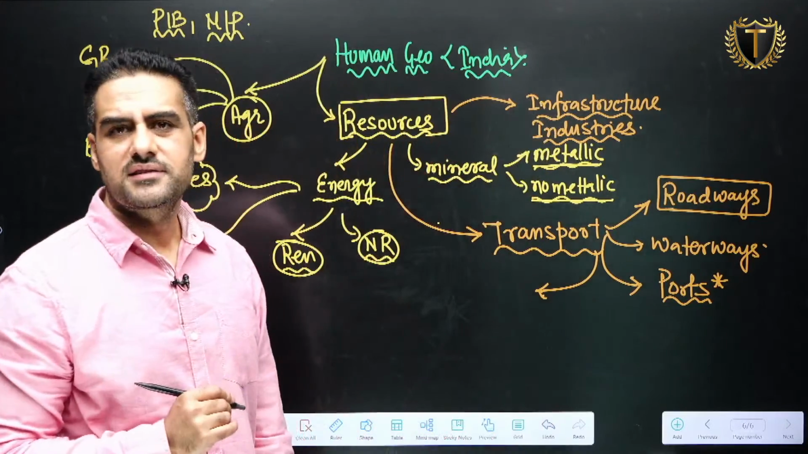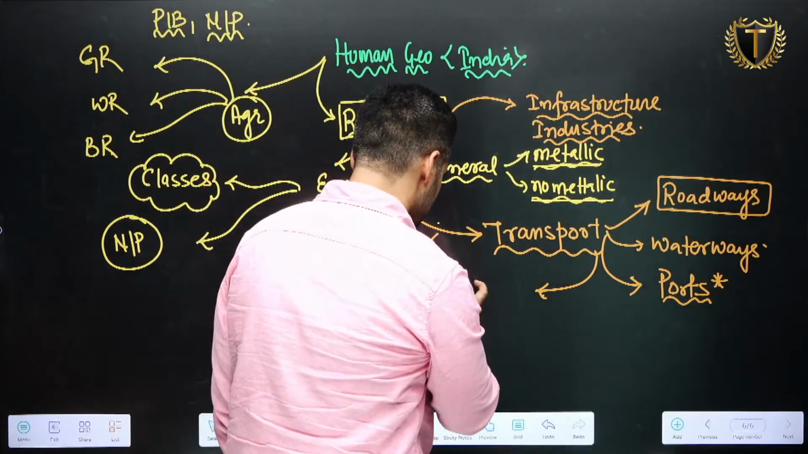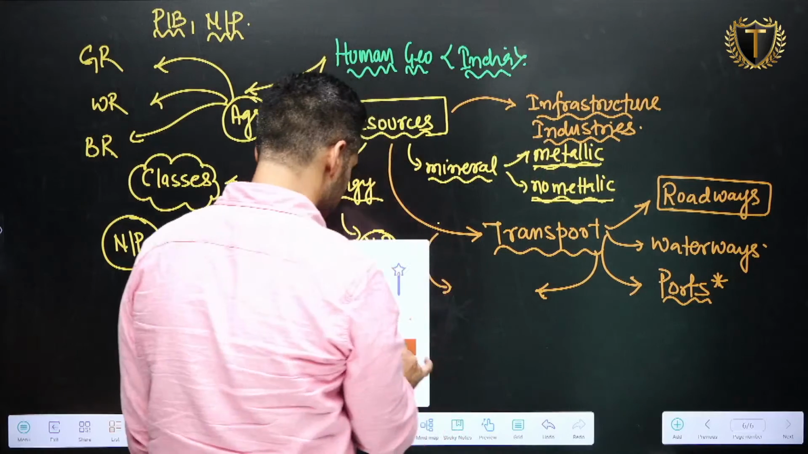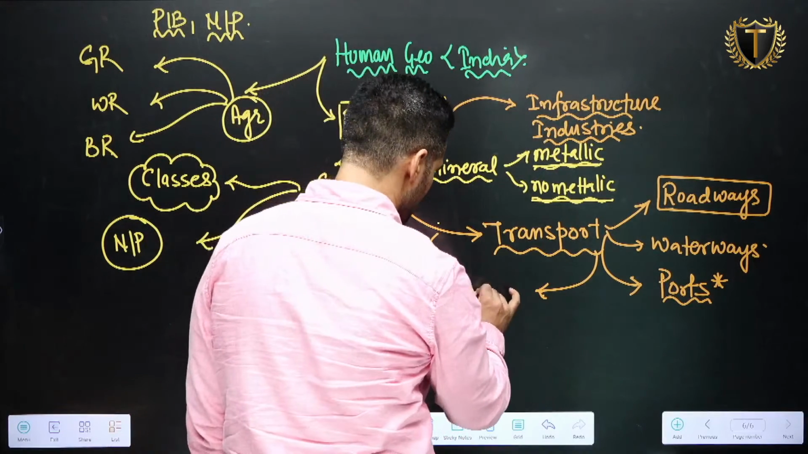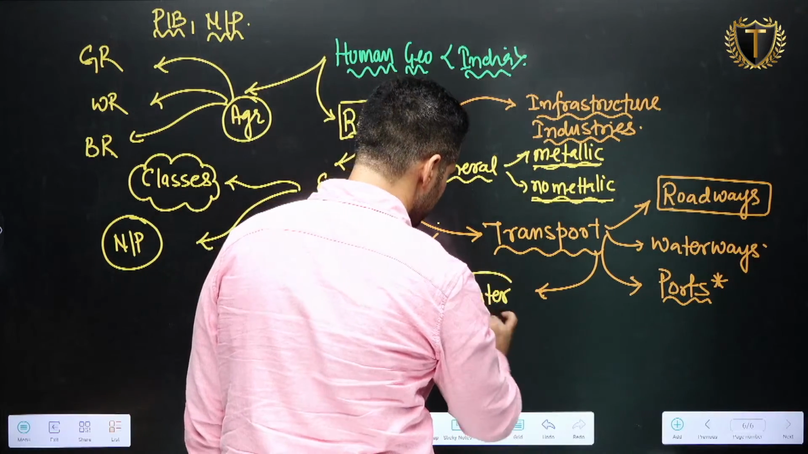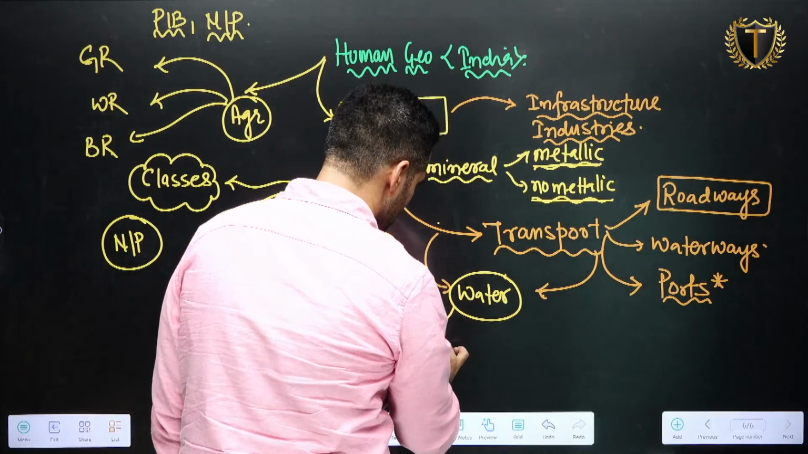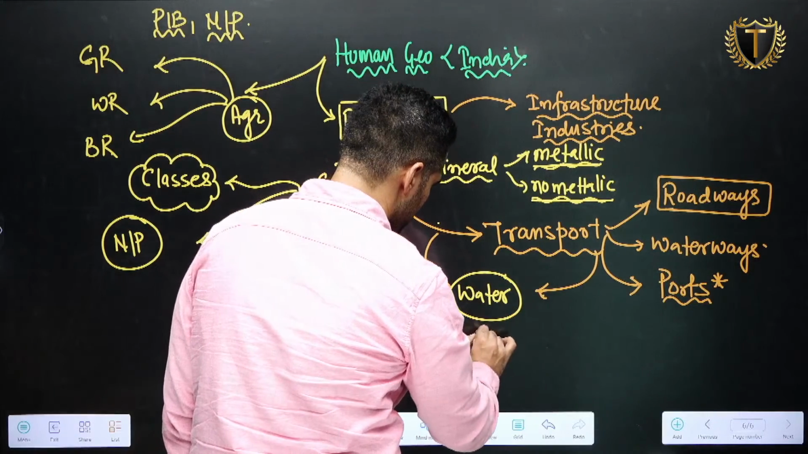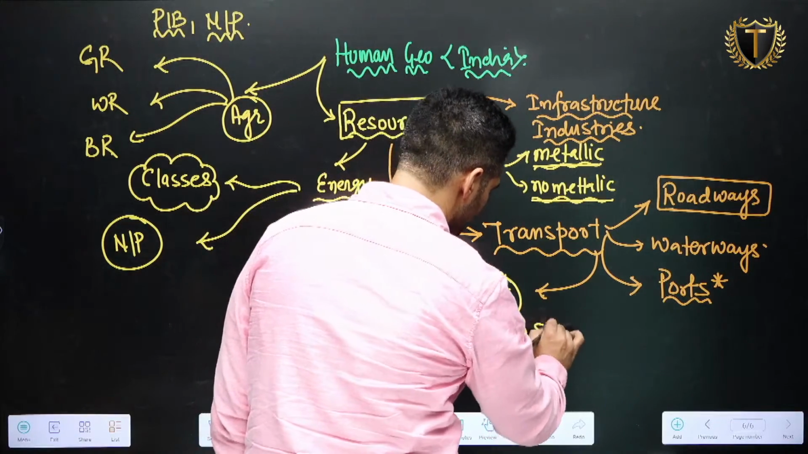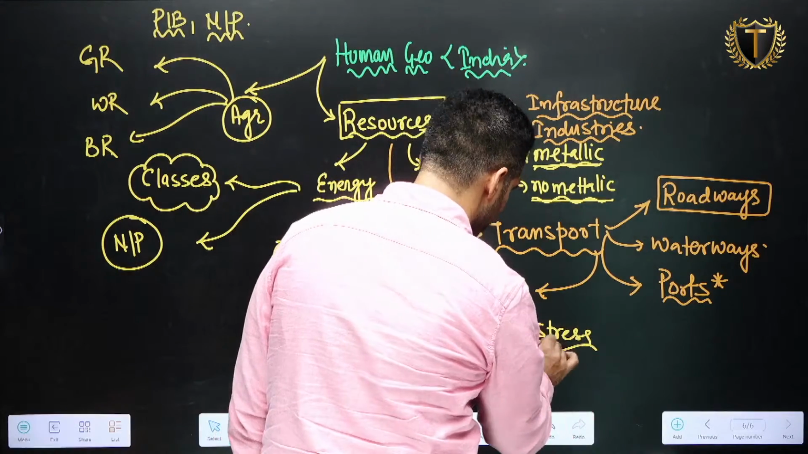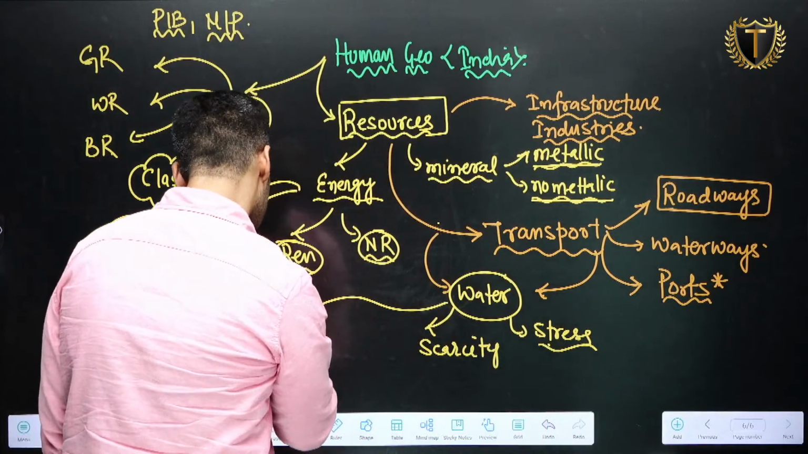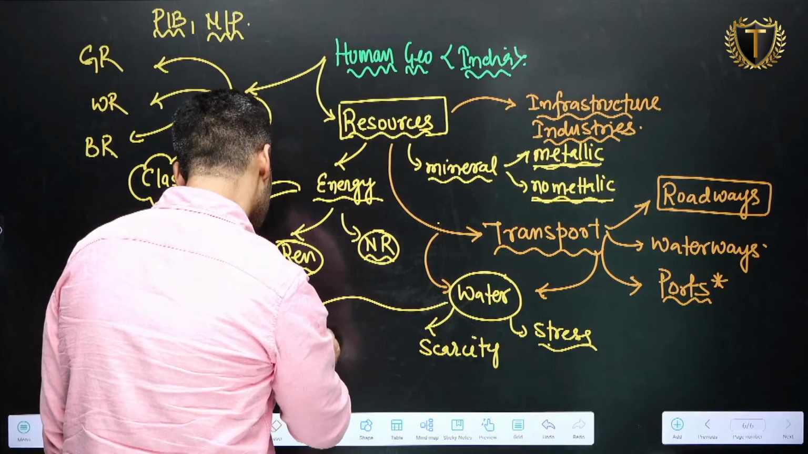After that we will be discussing one more, which is a very important part here, water. This is also a resource, water scarcity, and we can say water stress, and this we will study further with respect to interlinking.